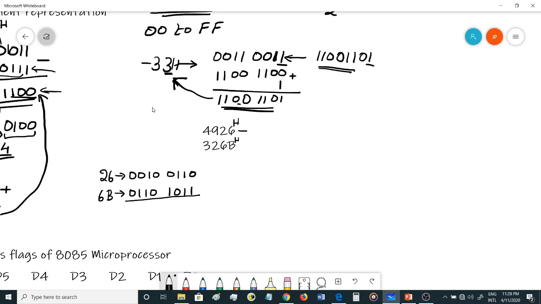1 minus 0 minus 1, you have to take a borrow from here. This becomes 0, this becomes 1 0, the result becomes 1. Then again 0 minus 1, you will have to take a borrow from here. This becomes 0, this becomes 1 0, 1 0 minus 1 is 1. Again this 0 minus 0 is 0, 0 minus 1 is going to be, again you will have to take one borrow.